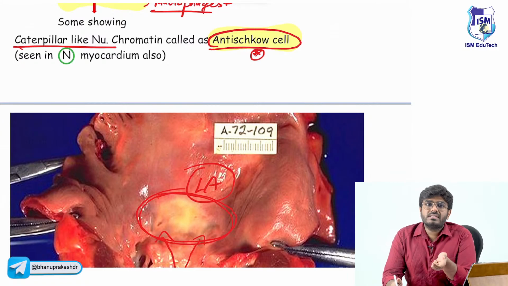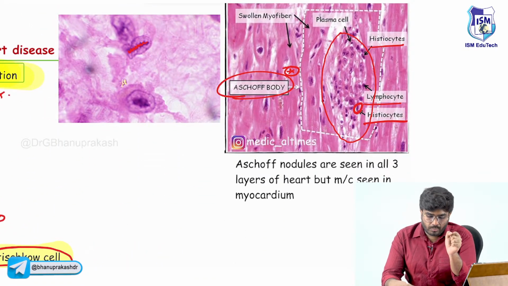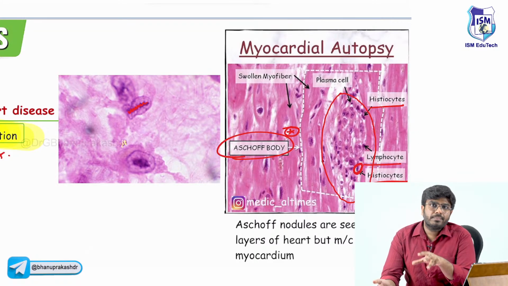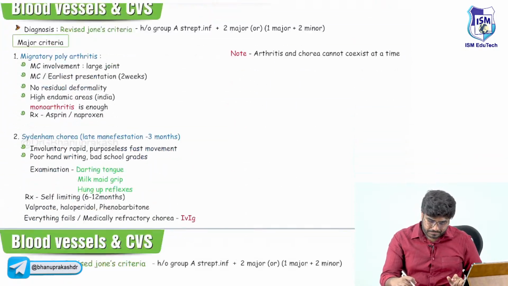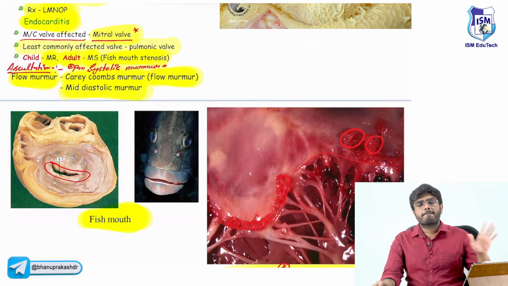What are these Anitschkow cells? They are ribbon shaped nucleus in the macrophages. Ribbon shaped macrophages are called Anitschkow cells. Anitschkow cells are seen in Aschoff bodies. Aschoff bodies are examples of fibrinoid necrosis. They are pathognomonic of rheumatic heart disease. Okay, so done. Cardiac involvement is completed.